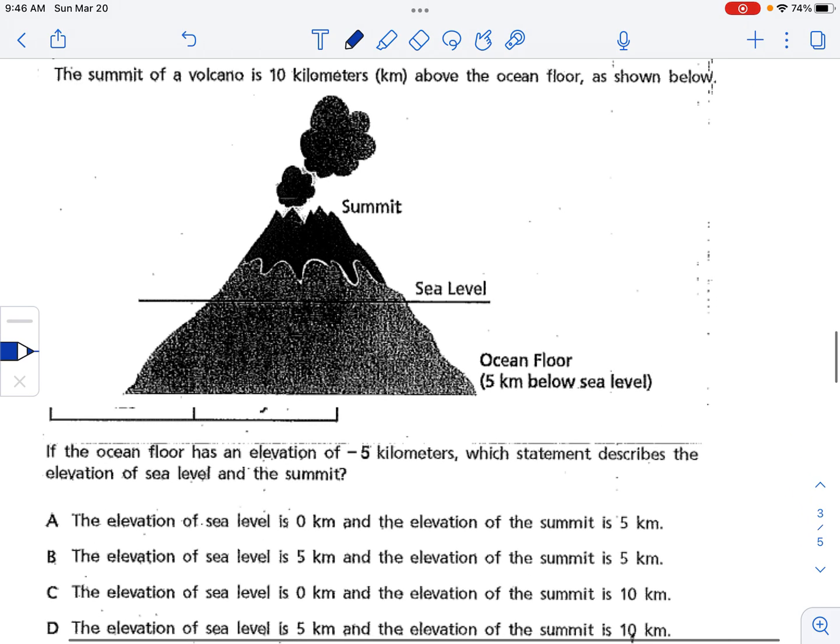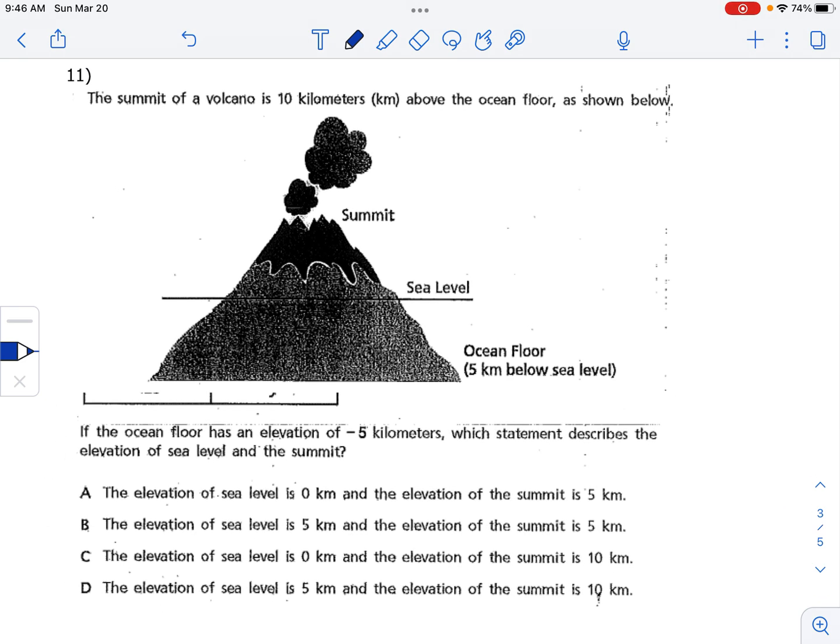Number 11. All right, the summit of a volcano is 10 kilometers above the ocean floor, not above sea level. Right, so if I draw a vertical number line here, we know this distance here is 10 kilometers. We also know sea level is 0, and that's because we're told the ocean floor has an elevation of -5 kilometers, and it is 5 kilometers below sea level. So this is at -5. That means sea level has to be 0.